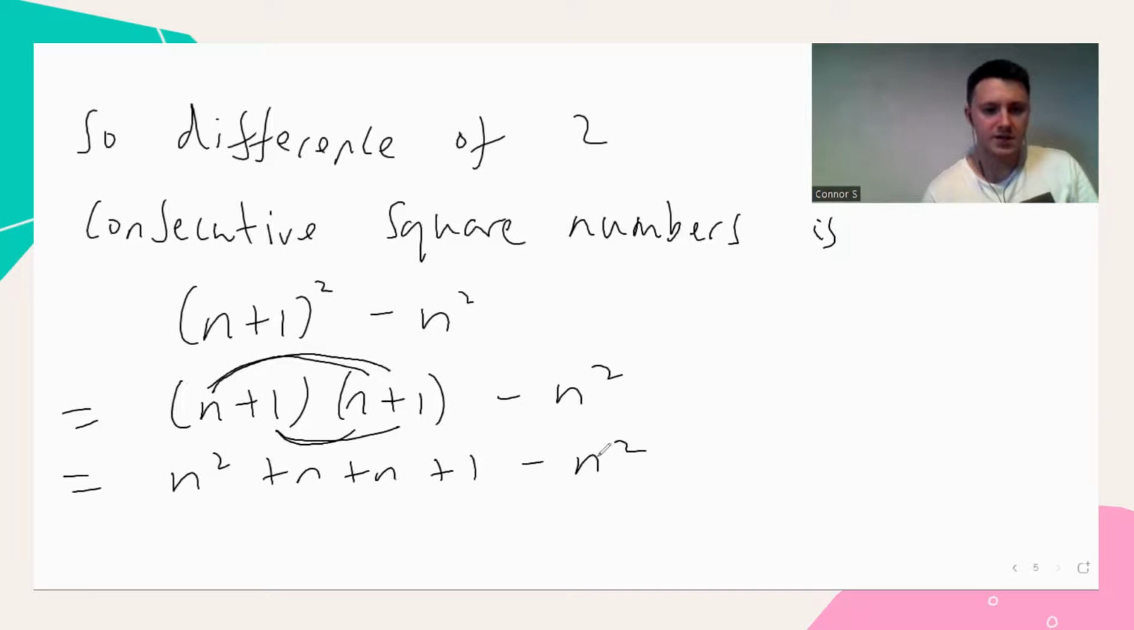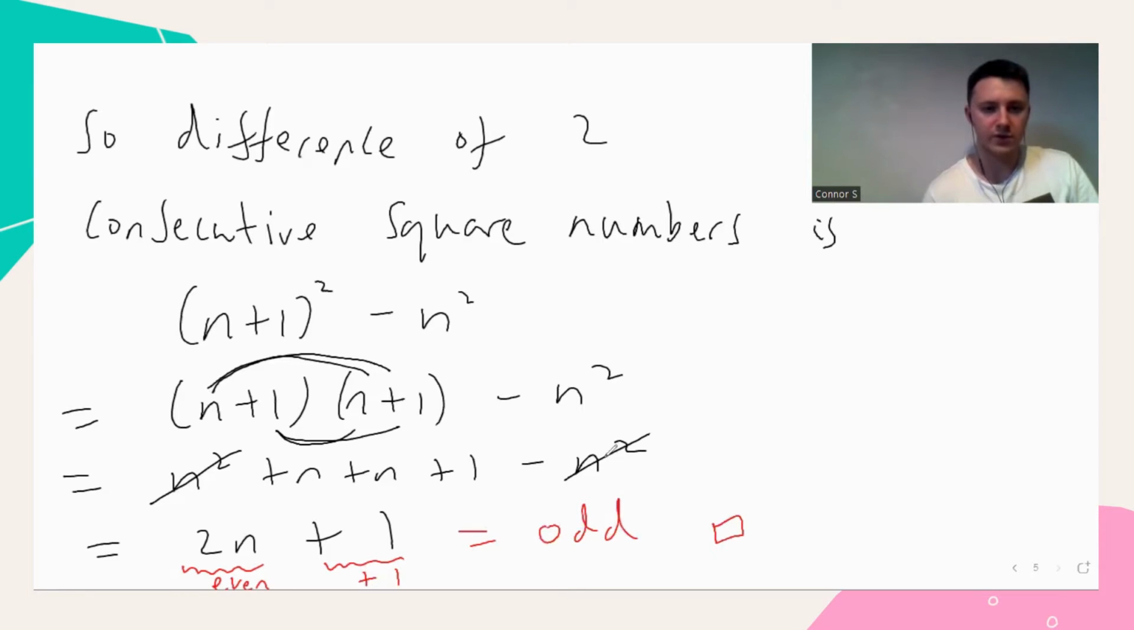So we've got n squared take away n squared, so actually these n squareds just cancel out. And then we've got n plus n, which is going to give us 2n, and then plus the 1 there. Now, 2 times a whole number is always going to be even, because when you double any whole number, you get an even number. So pick an even number and then add 1 to it, you're always going to get an odd number. So that means that this number there is always odd.